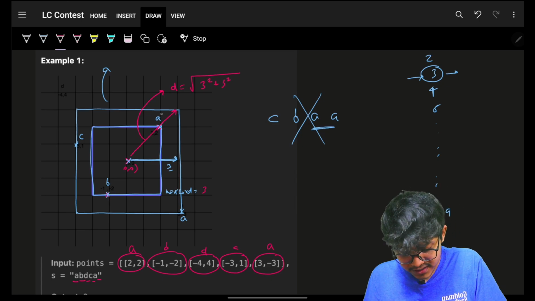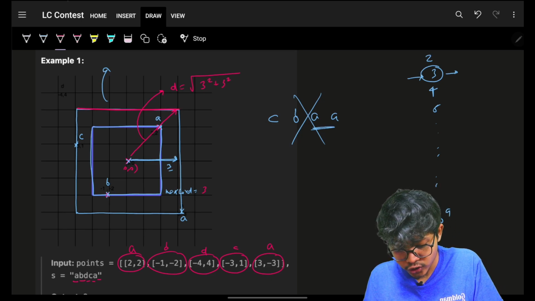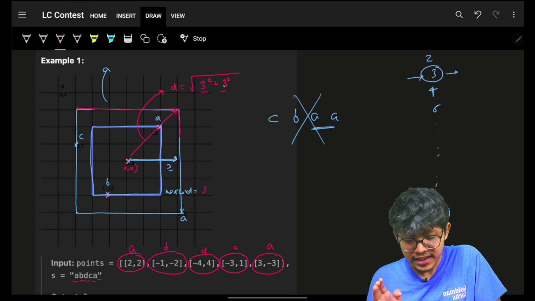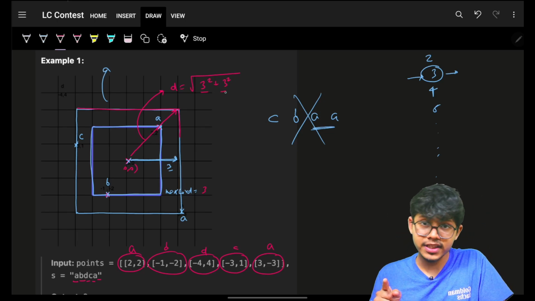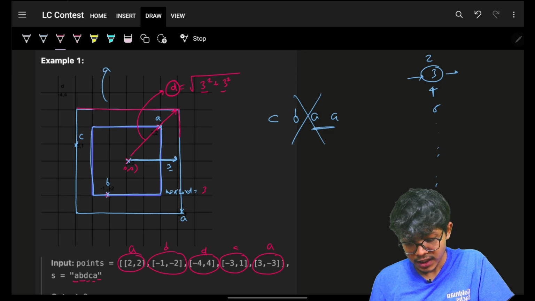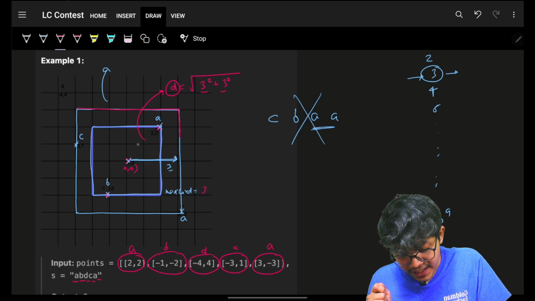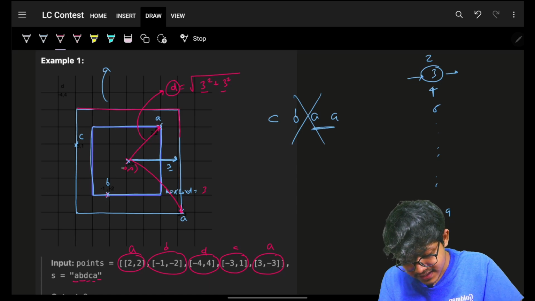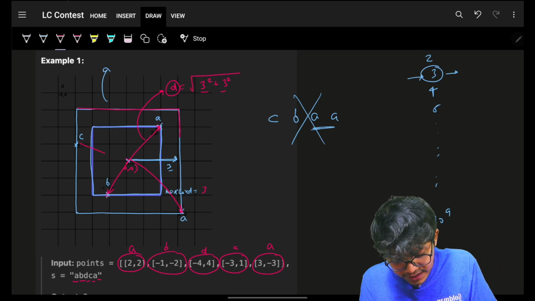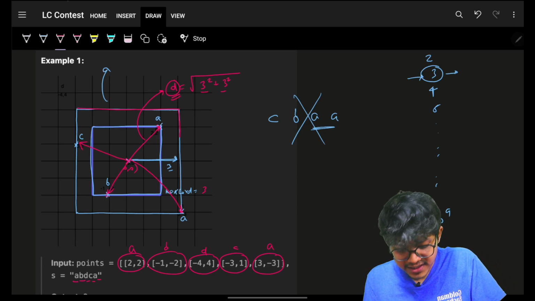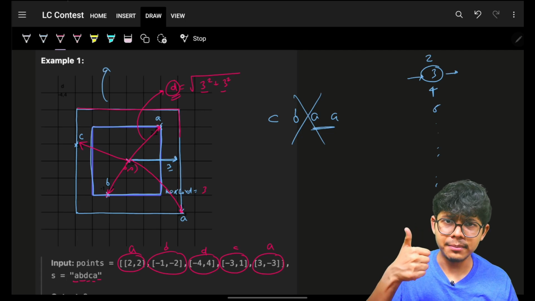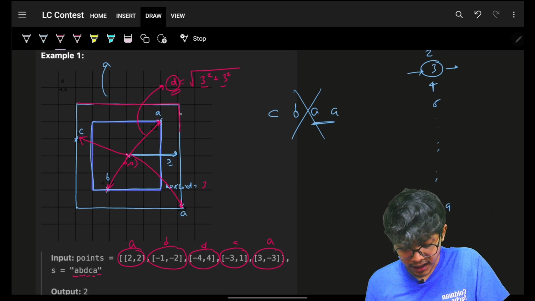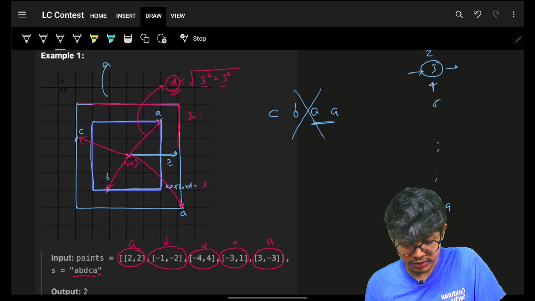So if I consider this square as my current square of side length 3, I can just take 3 square plus 3 square and take a root, and that will be the distance. So any coordinate having a distance less than or equal to this specific distance will be inside my current square of 3 cross 3.